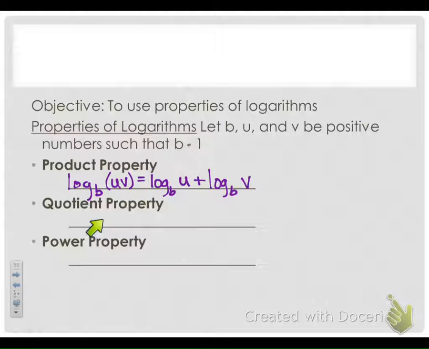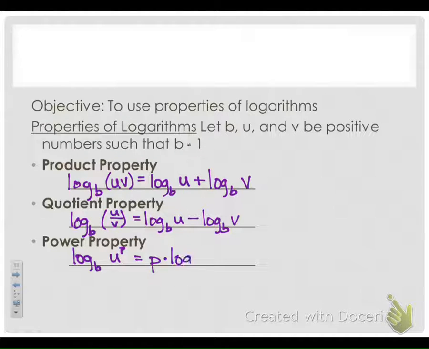Now I'm going to start out with a logarithm of a quotient. So logarithm base b of two things being divided, I can separate those by taking the logarithm of the numerator and subtracting the logarithm of the denominator. Power property is if you have log base b of something to a power, this is an exponent, p, I can actually take that power, put it out in front, and multiply it by the logarithm base b of u.